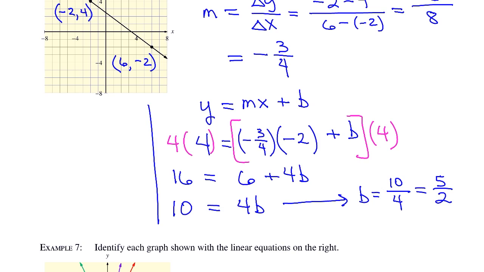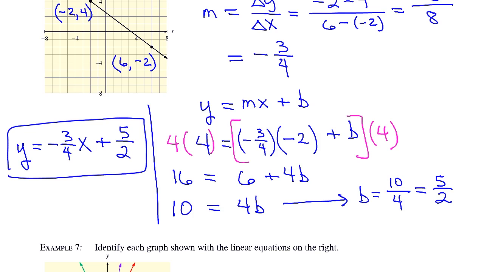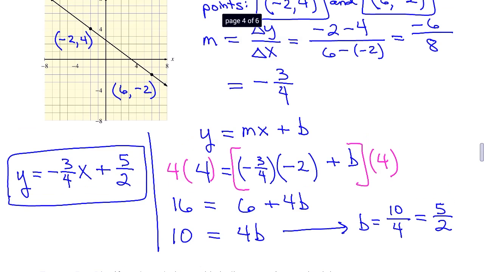We can write the equation of the line as y equals the slope, negative 3 over 4 times x, plus the y-intercept, plus 5 over 2. If you go back to the graph, you can locate the y-intercept and notice that it is in fact 5 over 2.